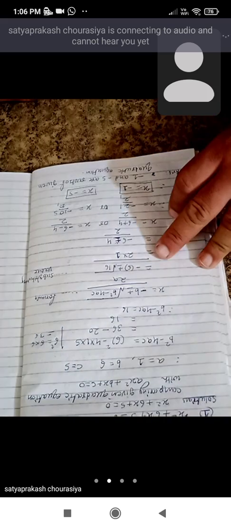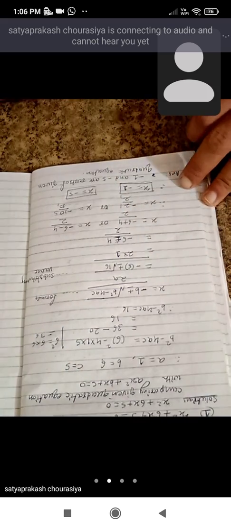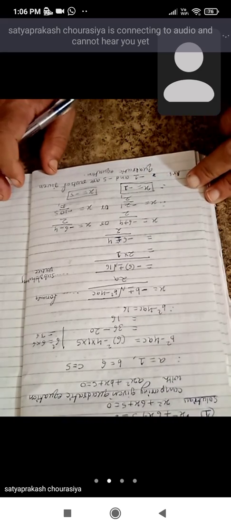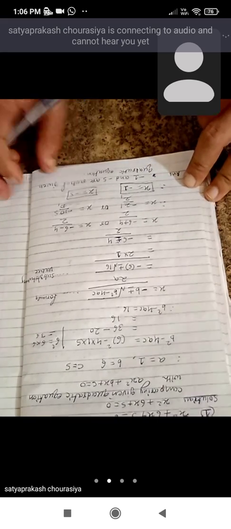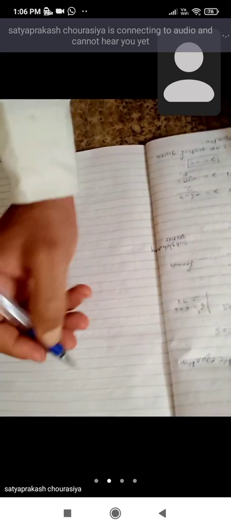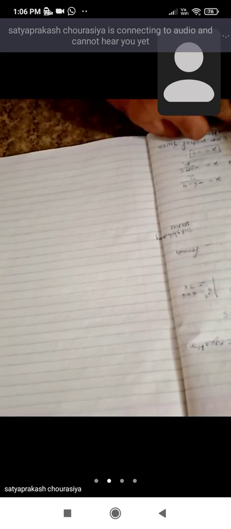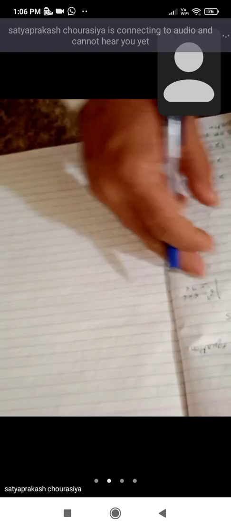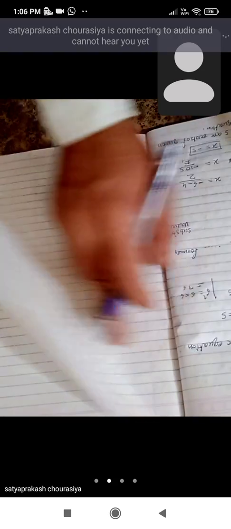Next, you have to substitute the value and find out the value. Now, how will you check that your answer is correct or not? If you want to check whether your answer is correct or not, how will you check? Now see, the x values are -1 and -5, so you have to substitute the same values in the given equation.